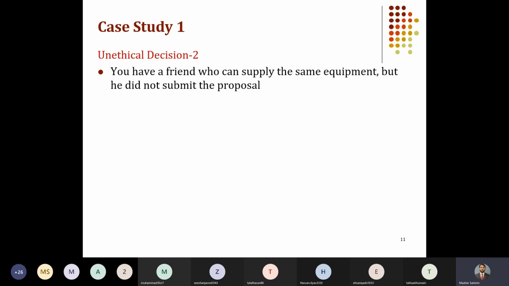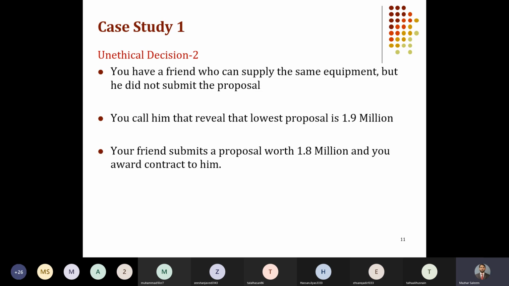Unethical decision number two. You have a friend who can supply the same equipment, but he did not submit the proposal. So among the people who have submitted the proposal, nobody is your friend, but you know another friend who can do the job and supply the equipment. So you reveal the lowest proposal to him, that it's 1.9 million, and you ask him to submit a proposal with a lesser amount of money, 1.8 million, let's say, and then you award him the contract.